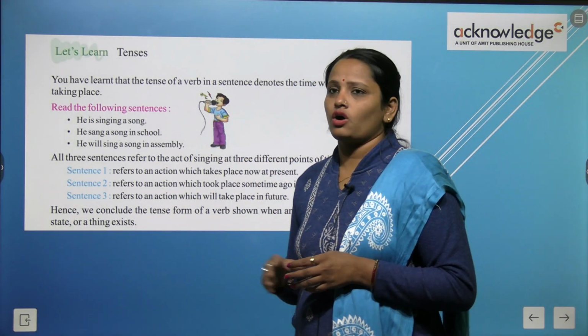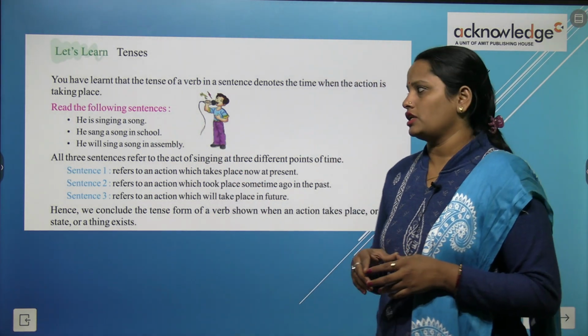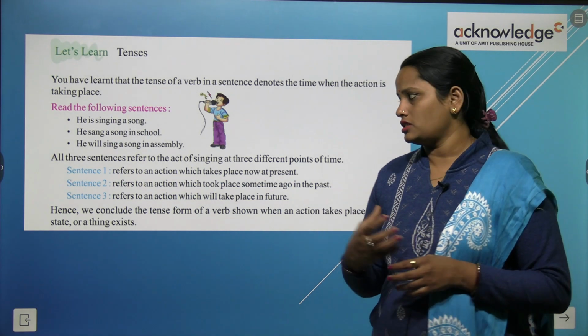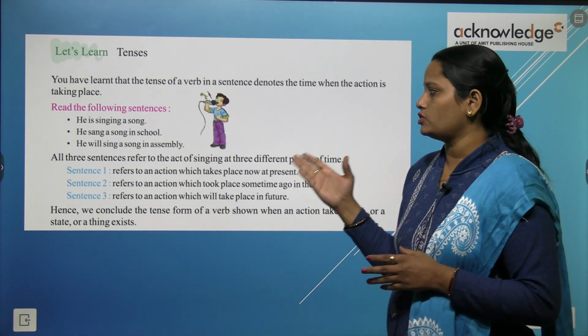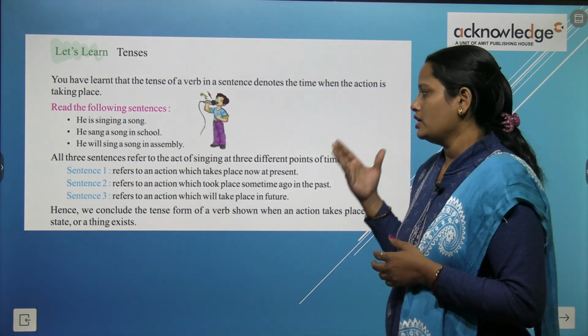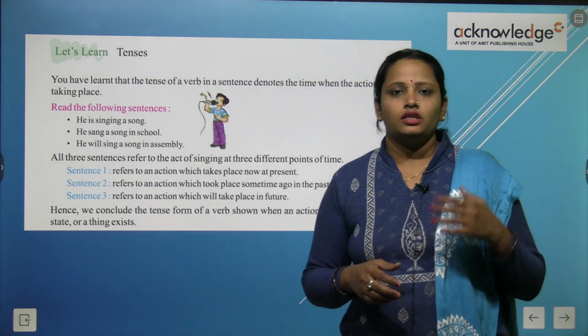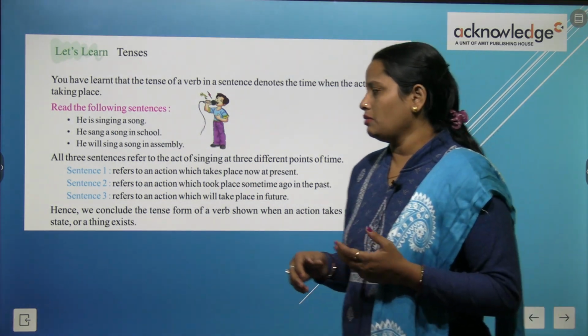He is singing a song. He sang a song in the school, and he will sing a song in assembly. So यहाँ पे 3 टाइप्स के सेंटेंसेस दिए गए हैं. All 3 sentences refer to the act of singing. तो तीनों जो सेंटेंसेस में एक ही काम हो रहा है और वो है सिंग करने का, गाना गाने का, at 3 different points of time. 3 अलग अलग पॉइंट्स पे ये बात हो रही है.